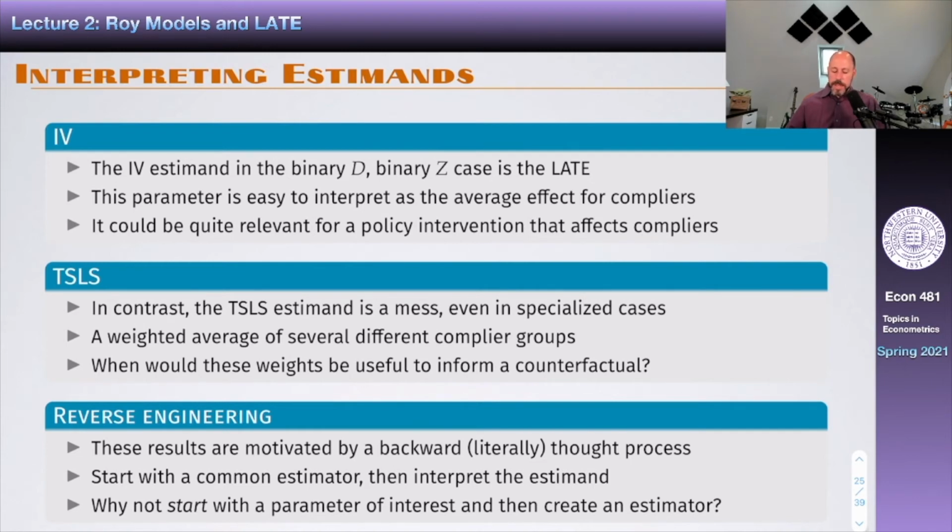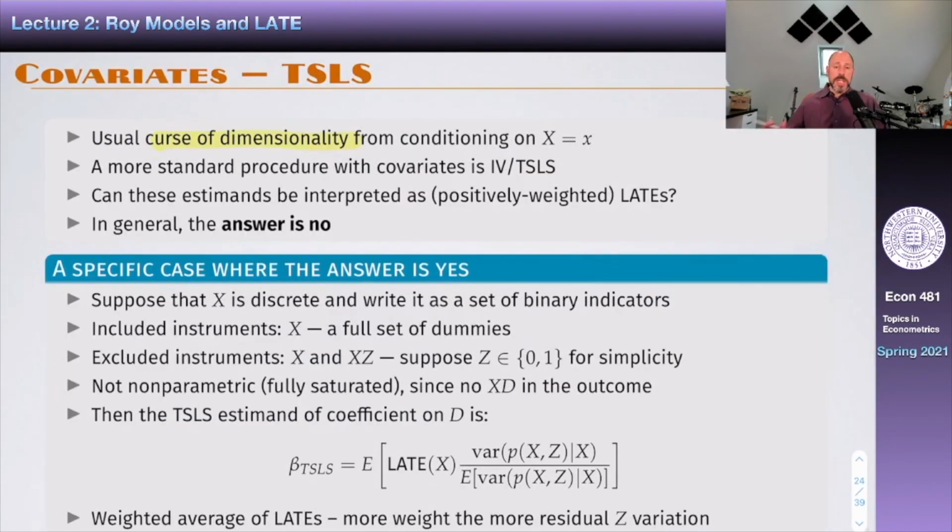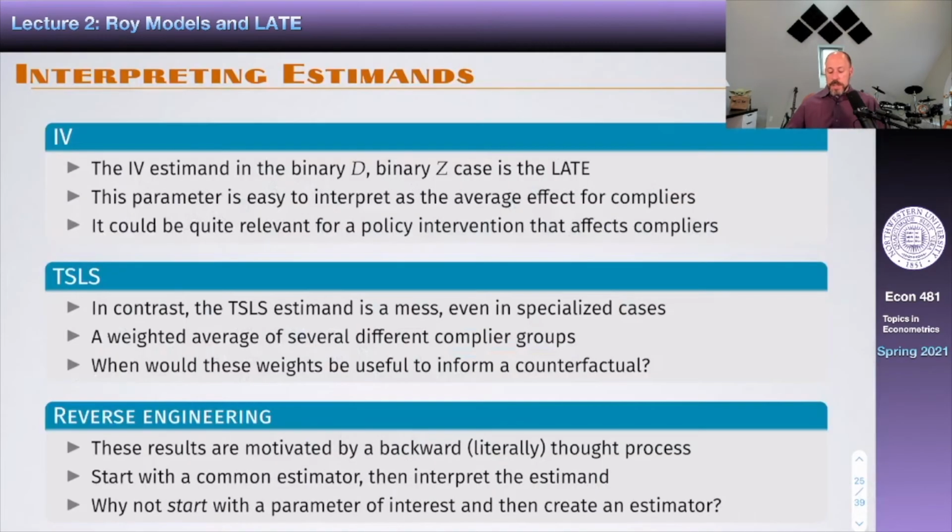And then these weights over here, even though they sometimes make sense from a statistical point of view, like the variance of this divided by the expected variance of that, or things like that, when you think about it from a conceptual point of view, why you're weighting some people more than others, they make less sense. As I said before, these results are motivated by a backward thought process. Let's first see what we know how to do, and then let's try to interpret what we know how to do in a more sophisticated setting.